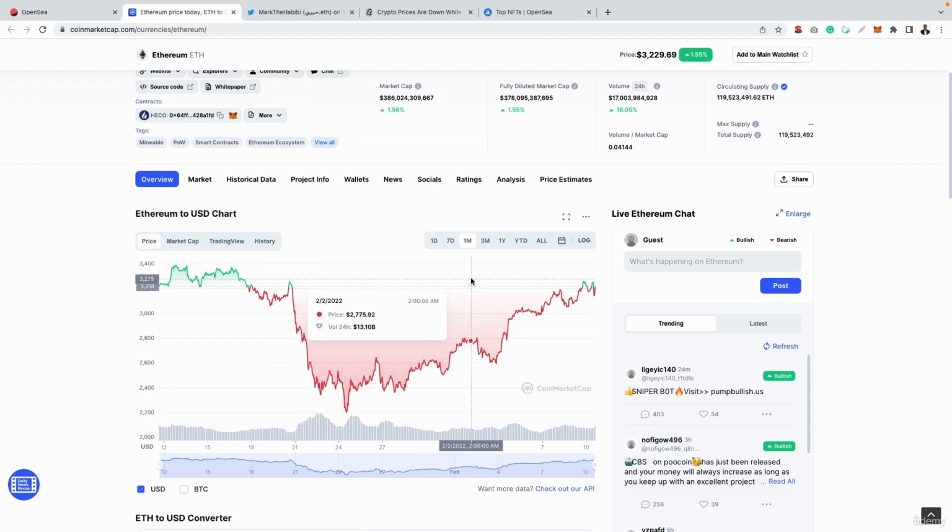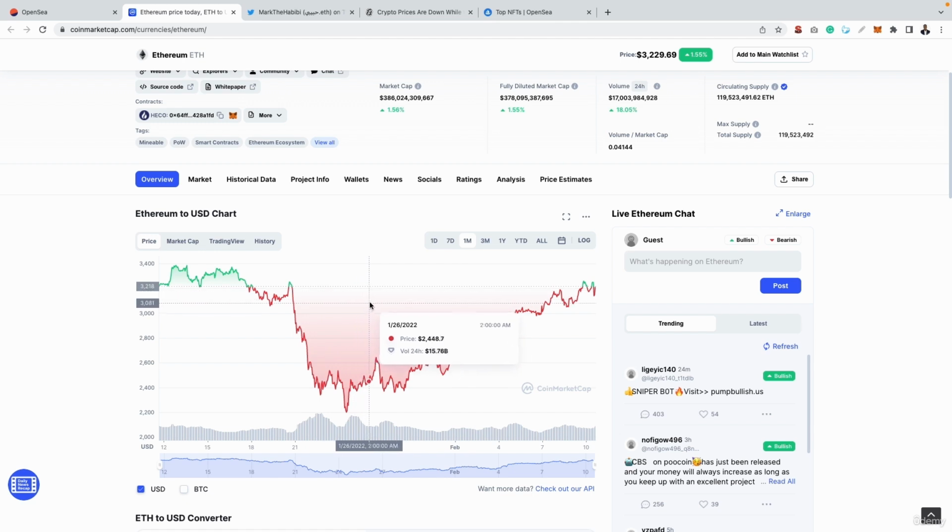So typically, NFTs do best when Ethereum is hovering around the same amount and fluctuating a little bit up, a little bit down, but it's pretty much stable. That is when NFTs fluctuate.